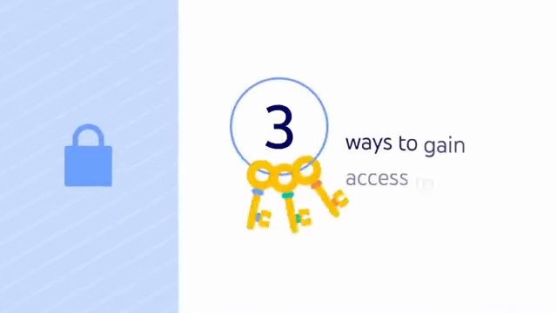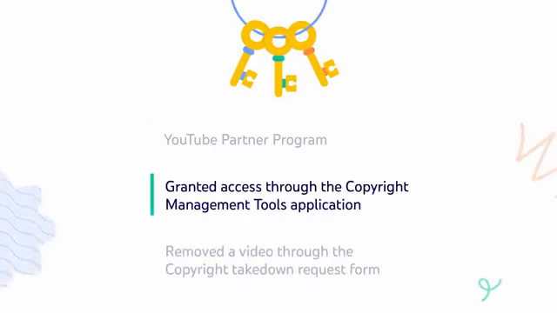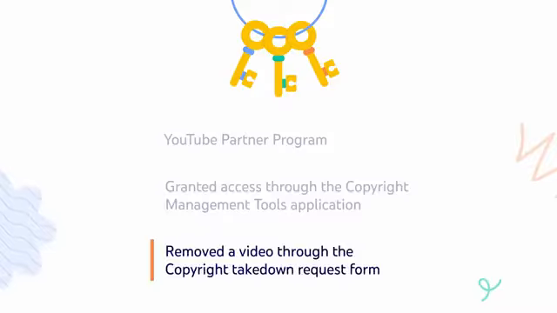There are 3 ways to gain access to the tool. First, if you're in the YouTube Partner Program. Second, if you've been granted access through the Copyright Management Tools application. And third, if you've removed a video through the Copyright Takedown Request form.